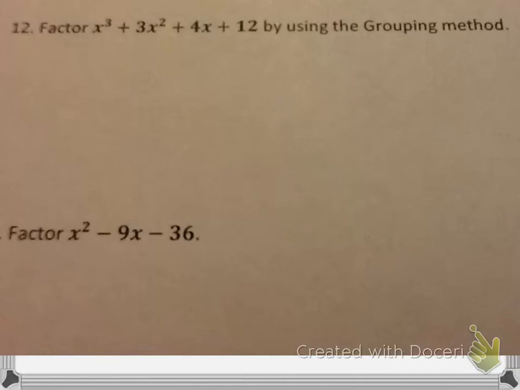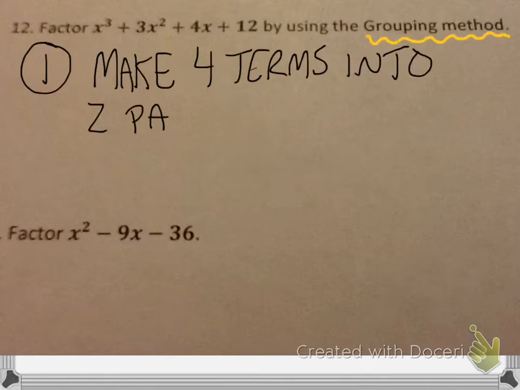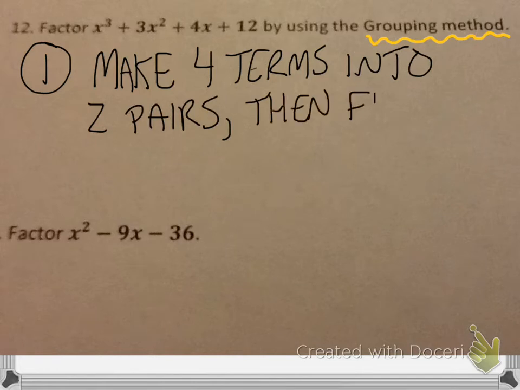Problem 12 from our practice test wants us to factor x cubed plus 3x squared plus 4x plus 12 by using the grouping method. The grouping method has several steps, and real quickly here I want to run through the first step with you. So the first step is that we want to make 4 terms into 2 pairs.